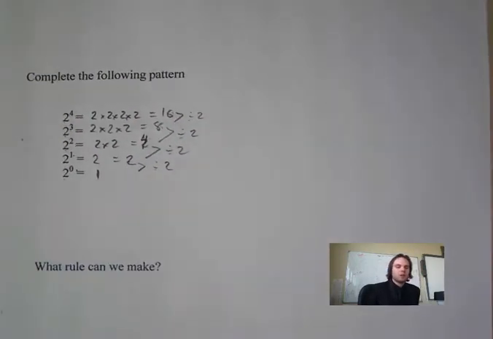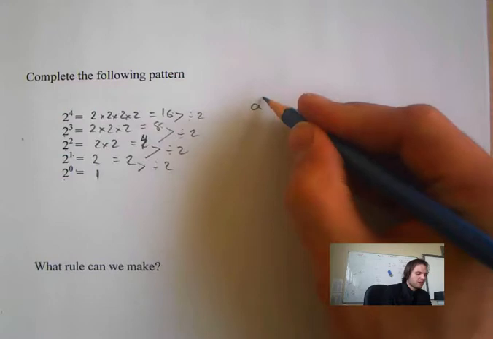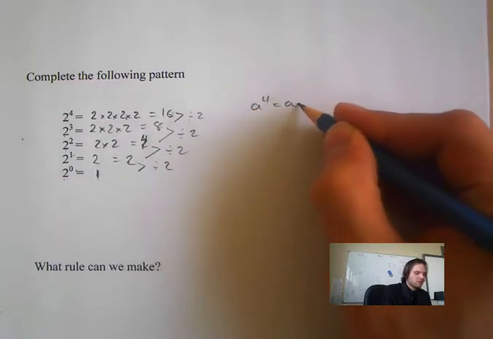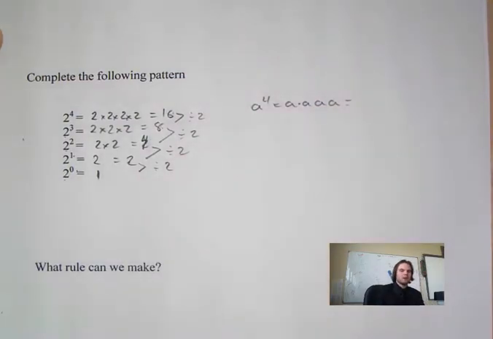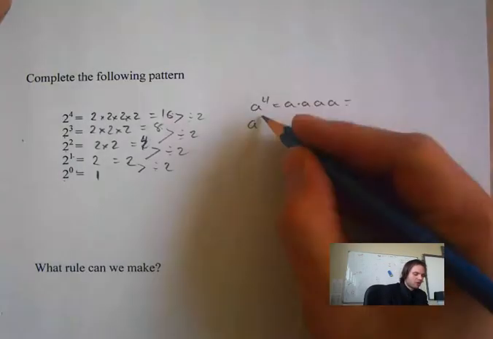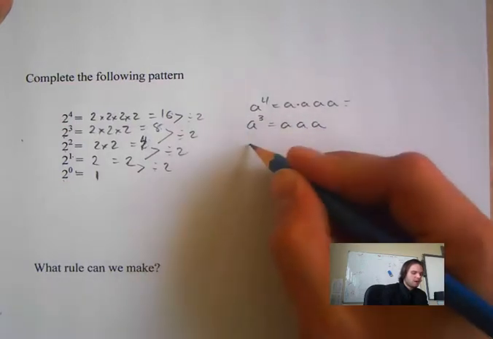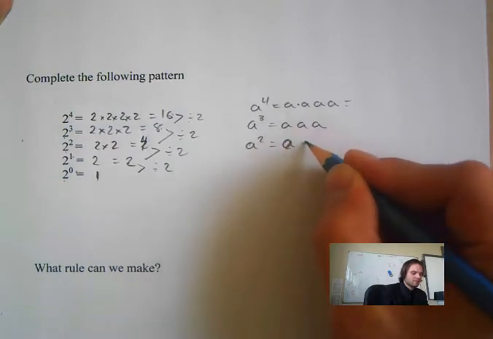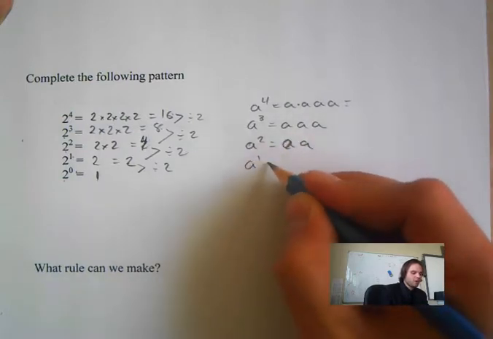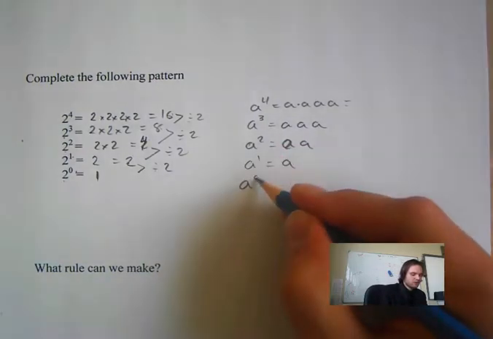Okay? Well, I'm going to help you with this rule here. It says, what rule can we make? Well, let's take a look at if I use a variable a. So if I have a to the power 4, that's the same as a multiplied by a, multiplied by a, multiplied by a. All right? Now let's take a look at a to the power of 3. Well, that gives me 3 a's multiplied together. If I had a to the power of 2, that is 2 a's multiplied together. If I had a to the power of 1, that's just a. Next one is just going to be a to the power of 0.